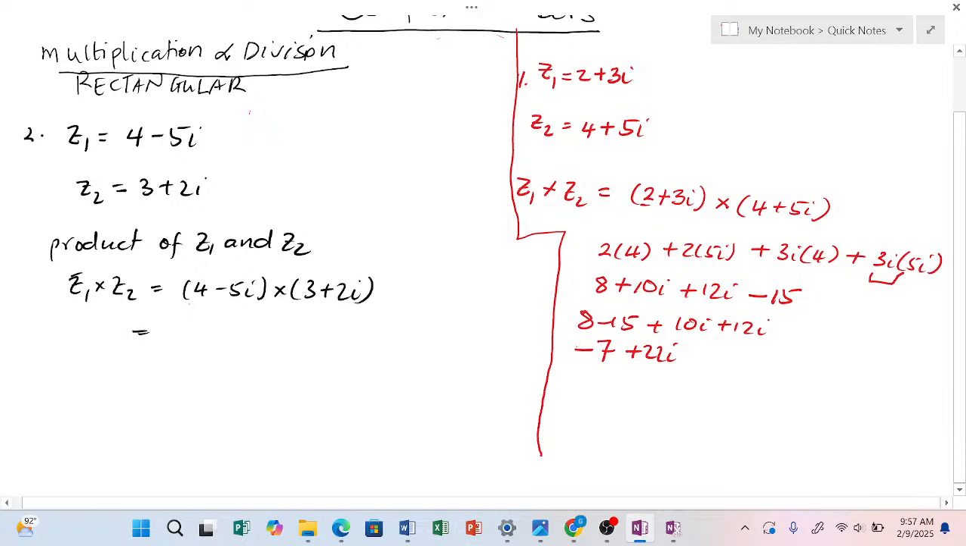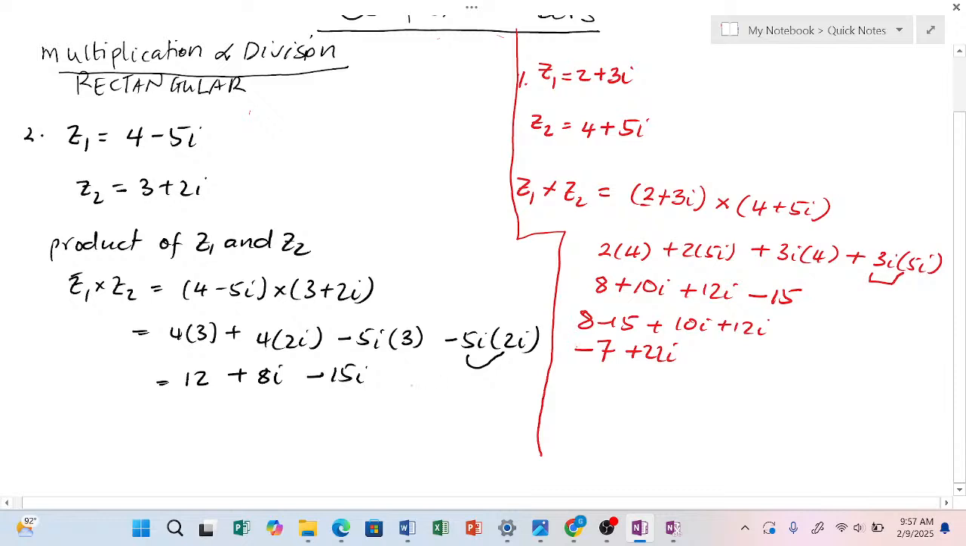So if I multiply 4 by 3, plus 4 by 2i, then minus 5i multiplying 3, minus 5i multiplying 2i, I'm going to get 12 plus 8i minus 15i. Now here, see the trick. Let's deal with the numbers first. That is 5 times 2, which is 10. Then i by i is negative 1.